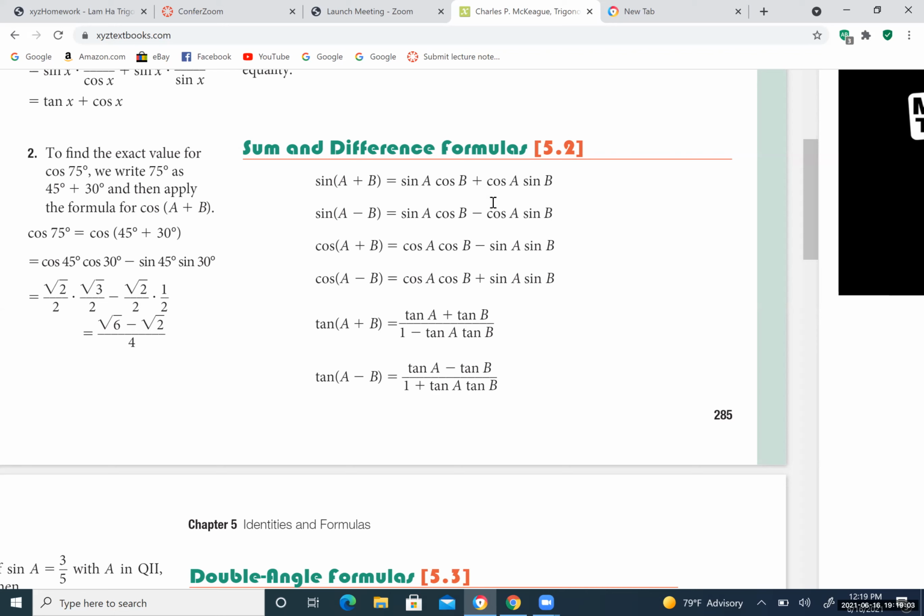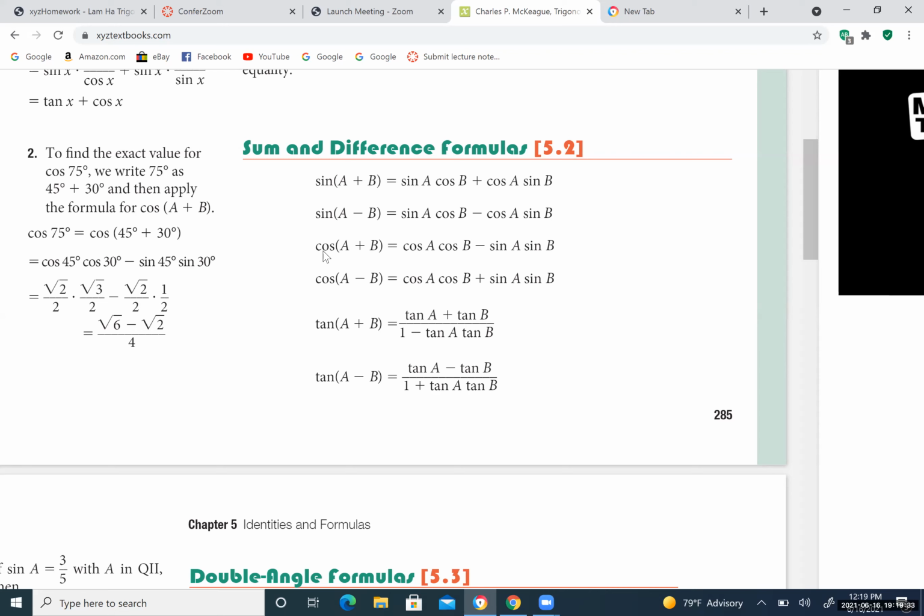For myself, I don't remember this, so I copy it down somewhere so that I can look at it, because we don't apply this a lot. That's why I don't remember it. Actually, you only need to understand this formula like this: every time you see an angle added with another angle, you have this formula, and it's expanded out.